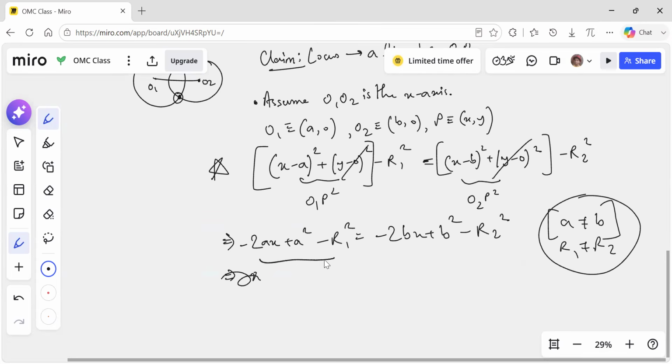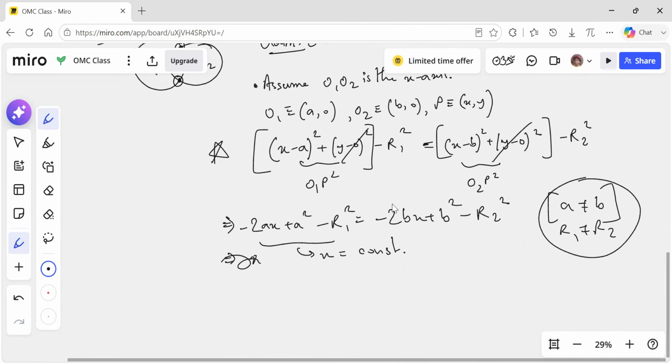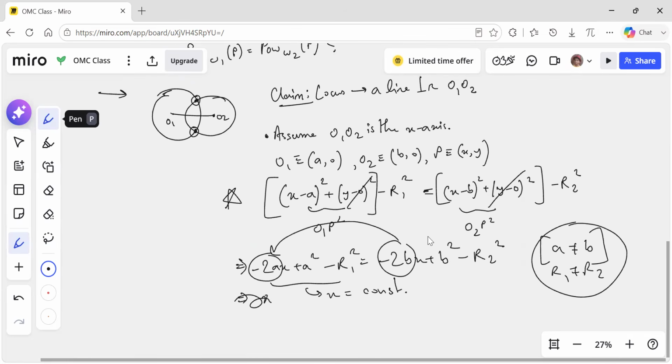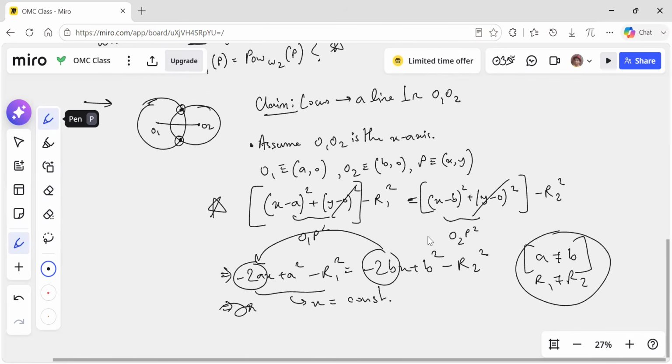From here, can you see that x will basically be a constant? You bring this term and this term together, and all the rest are constants. You just divide. So can you see why x should be a constant from here? Is everyone with me? It's because there's no y.